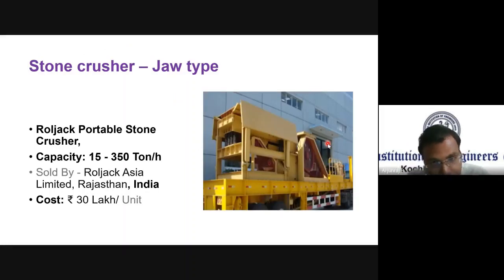And I was explaining the jaw type, okay. So you have two jaws. One is a movable jaw, and the other is a stationary jaw. This stone crusher, the jaw type, has different capacities, ranging between 15 and 350 tons per hour. And you see here, this is sold by a company called Rojak Asia Limited in Rajasthan. The cost of this jaw type is going to be 30 lakh per unit.